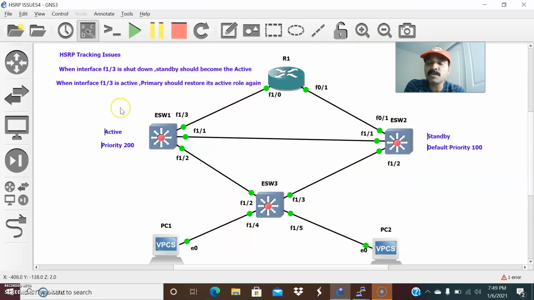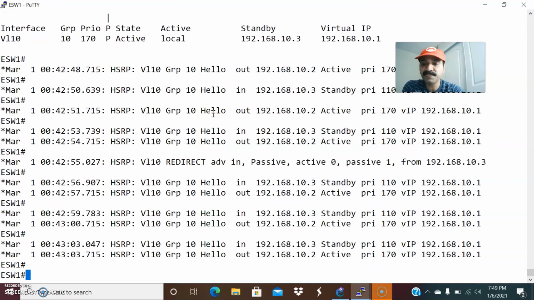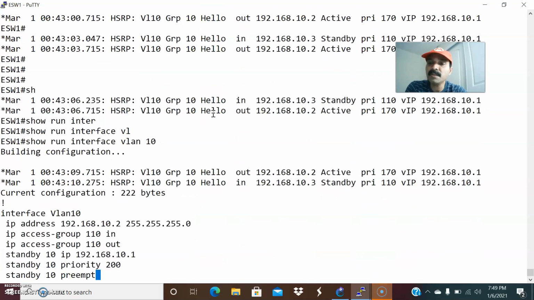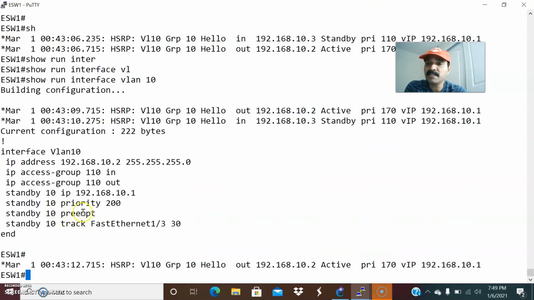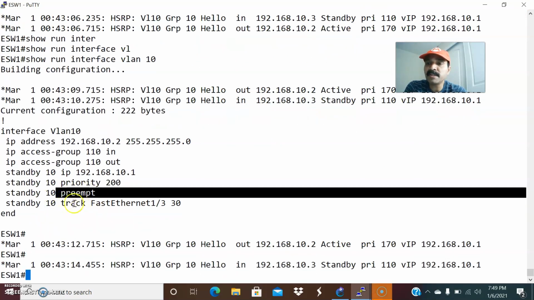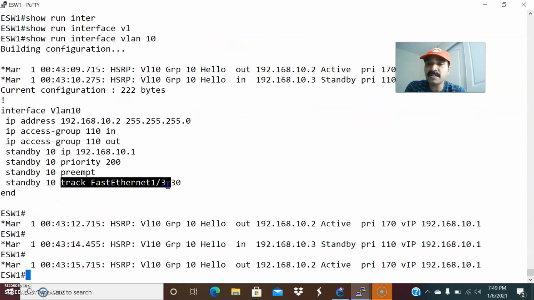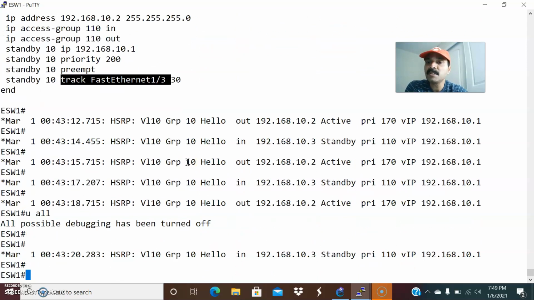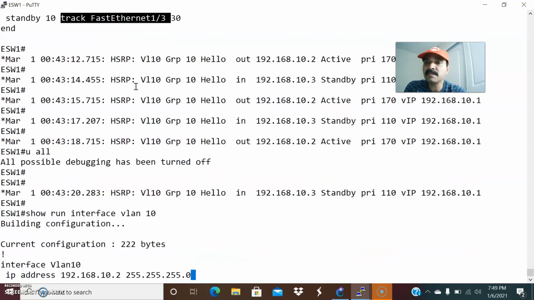So what might be the issue? The problem is always with the decrement value that we configure. Whenever the specific interface goes down, the router will decrease its priority by the decrement value we configured. So the value will always matter. Let us check the decrement value. How to check? Go to show run interface VLAN 10. What is the value we configured? This has the preempt option, and standby 10 is tracking interface FastEthernet 1/3, and I configured the decrement value as 30, right?